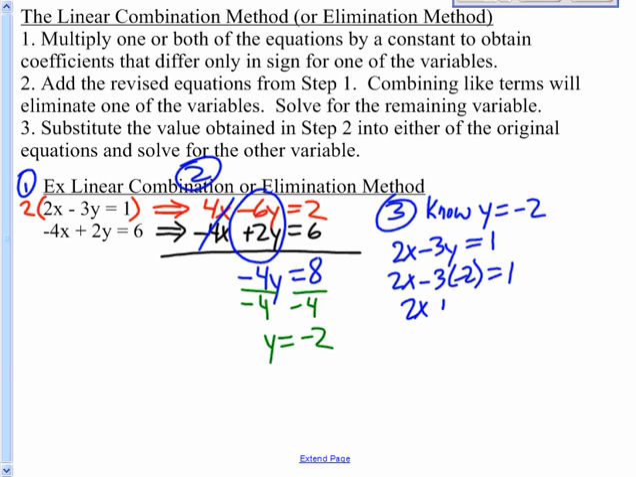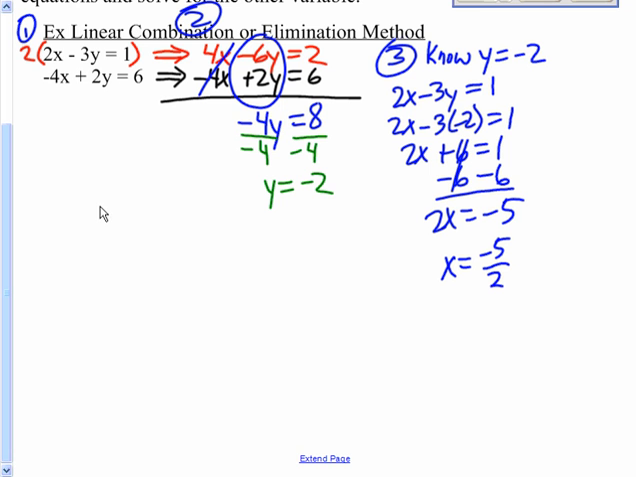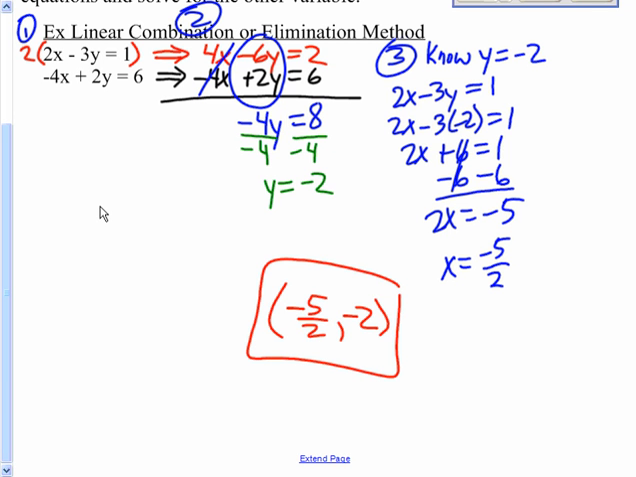So 2x plus 6 equals 1. 2x equals negative 5, divide by 2. Okay, so it looks like we got it. Our answer, x, comma, y: negative 5 halves, comma, negative 2. Okay, so that's how you do the elimination process here.